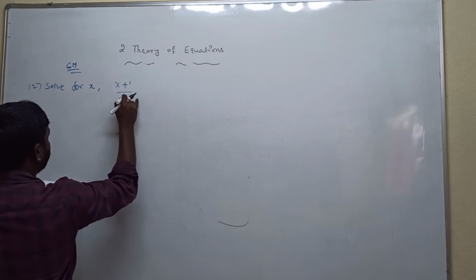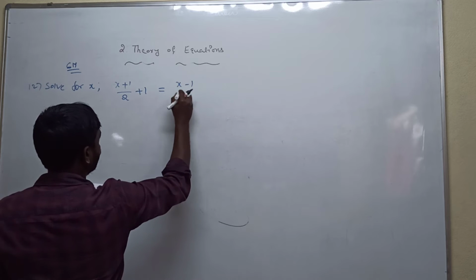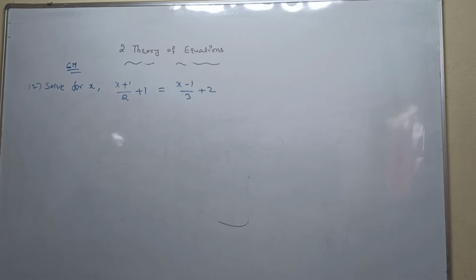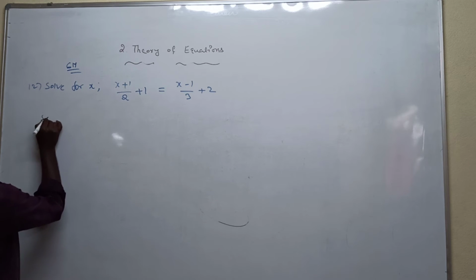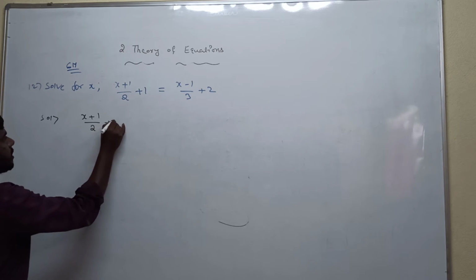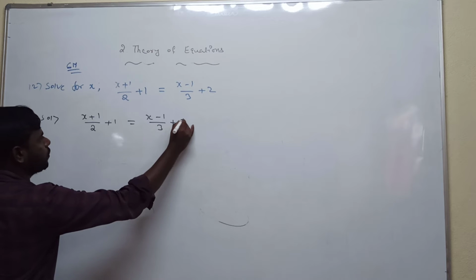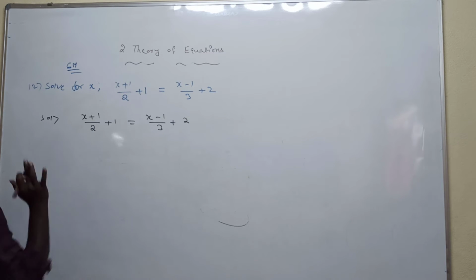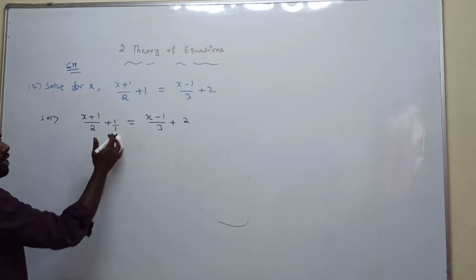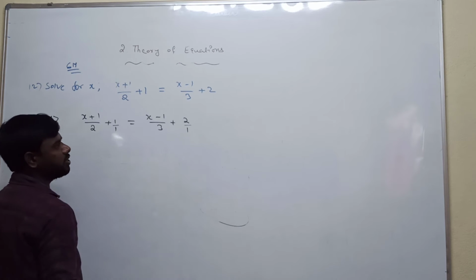(x + 1)/2 + 1 = (x − 1)/3 + 2. So what is the given equation? First of all, students, as it is: (x + 1)/2 + 1 = (x − 1)/3 + 2. Observe here the denominator is 2, but here there is no denominator, so take it as 1. 1 by 1 is 1 only, so the value does not change. That's why here also, where no value is there, take 1.